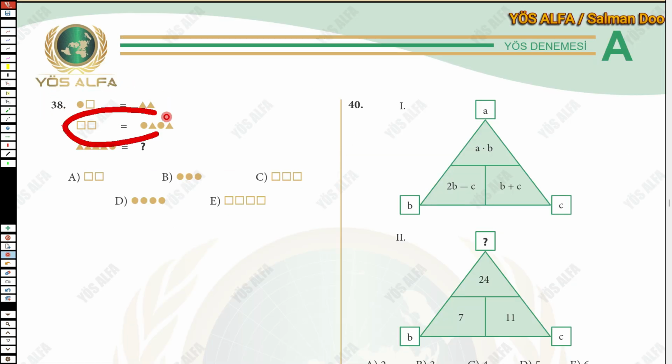38. Two equations are given. We're asked to find this one. To get these four triangles, we'll sum up these two equations. So this and that cancel out each other. So 3 squares is equal to 4 triangles plus 1 circle. So this one is the summation of these two. So the answer is C.